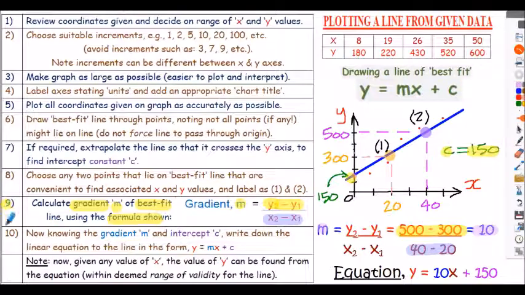So finally, step 10. Now we know the gradient, the m, and the intercept, the c. We can write down the linear equation to our best fit line in the form y is equal to mx plus c. So here's the equation we've derived from the data. y is equal to 10x plus 150. Just note for reference, now we have the equation to the line, we can be given any value of x and insert it into the right hand side of the equation and calculate the associated value of y.